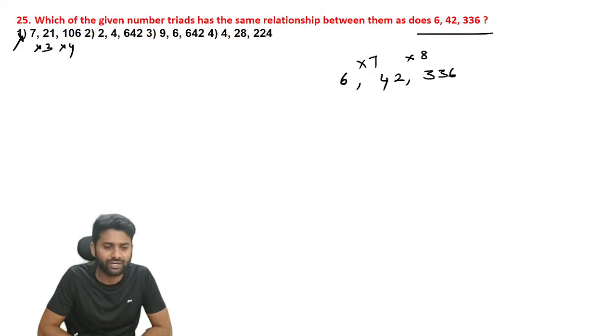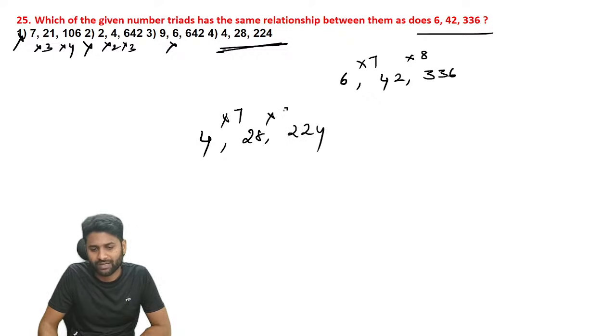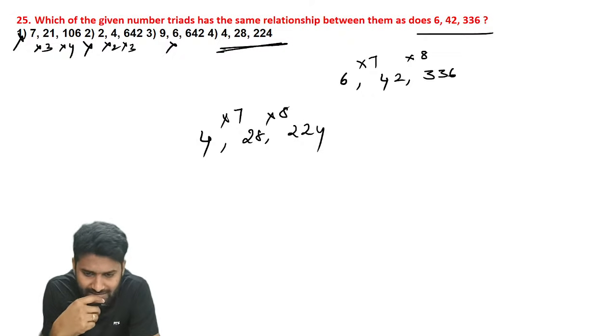So 21 into 4 is 84, not 106. Again, 6 into 3 is never 642. So it is not happening. So here the answer 4, 28, 224. Verify here. 4 into 7 is 28. 28 into 8 is 224.